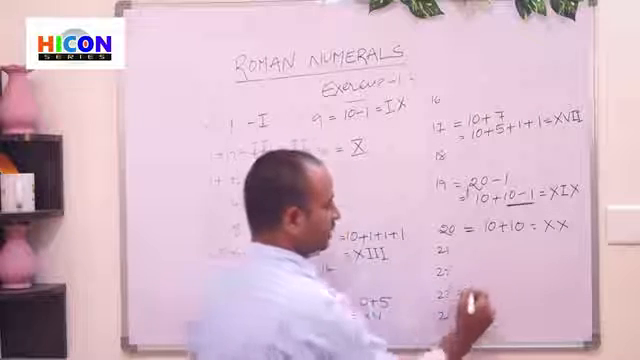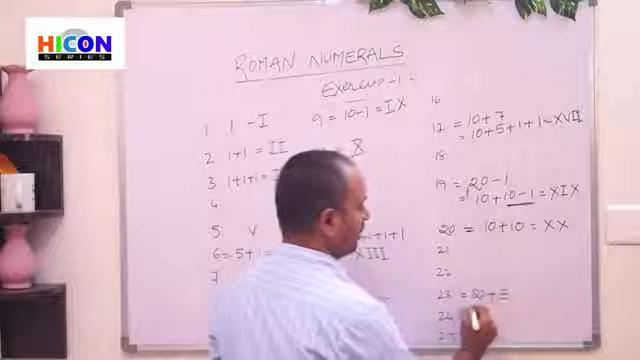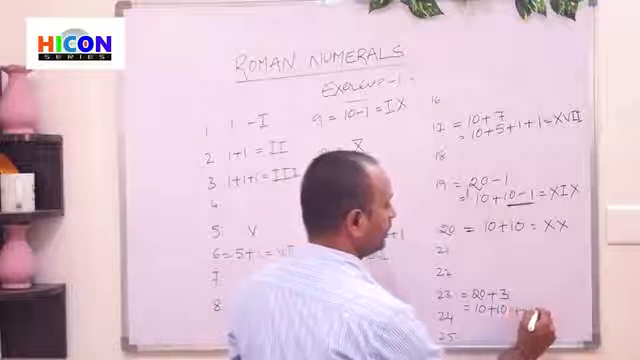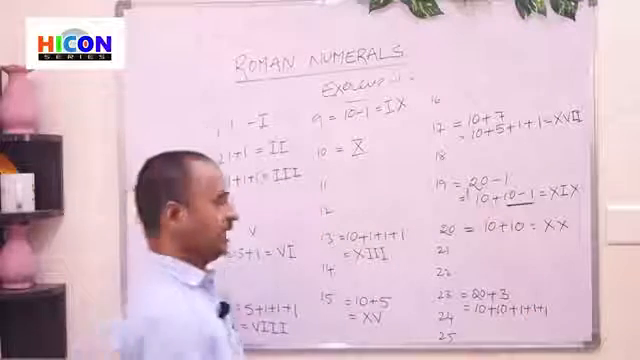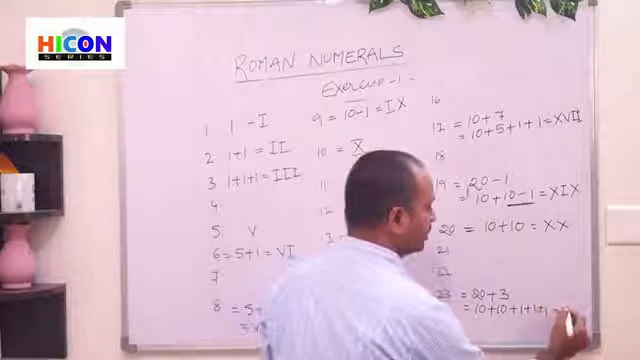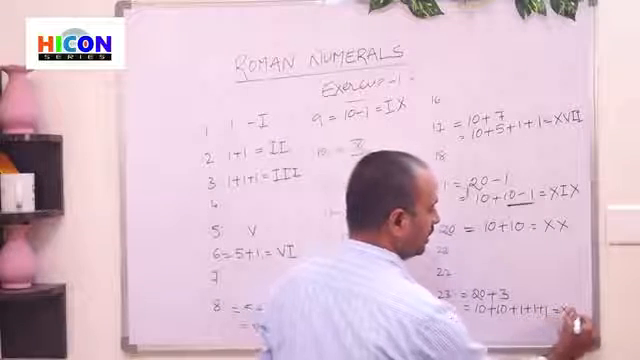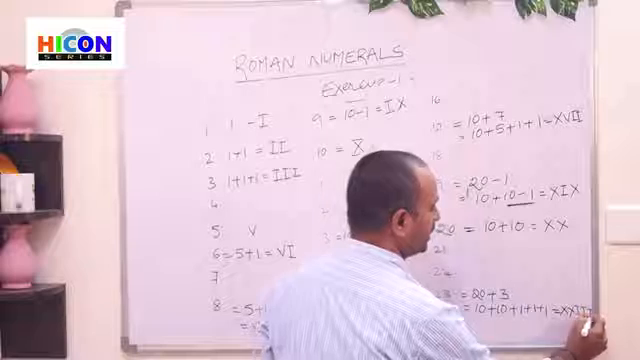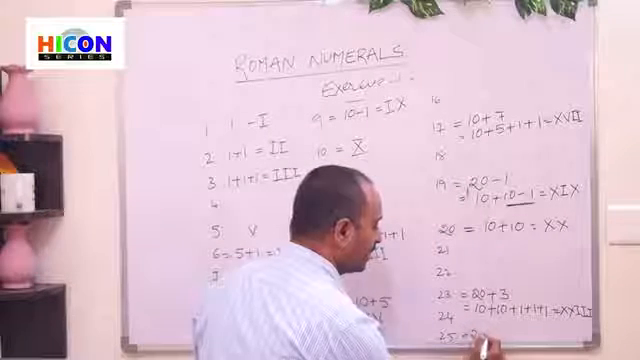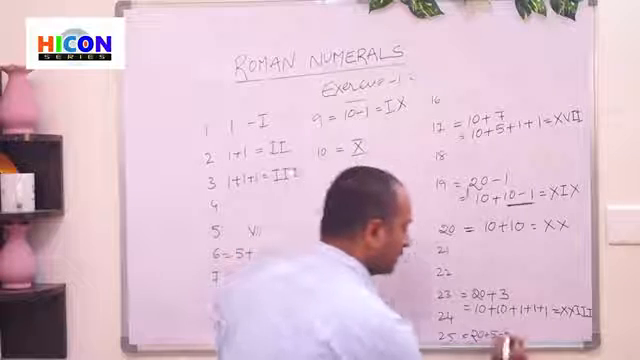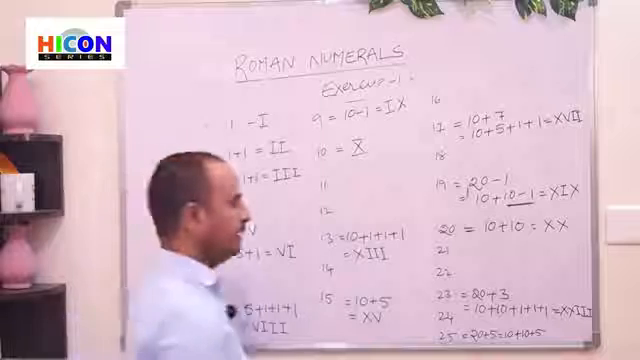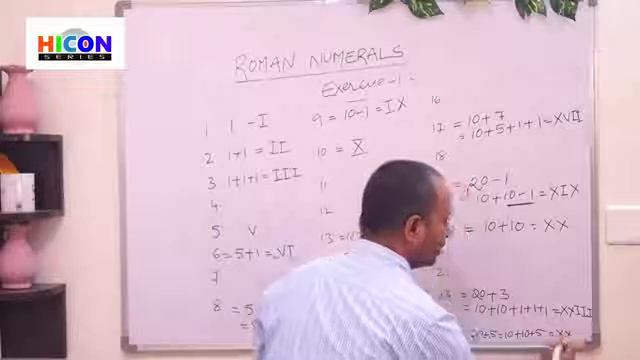23. So 23 can be split into 20 plus 3. And this 20 can also be split into 10 plus 10. And 3 can be split into 1 plus 1 plus 1. So 10 is repeated 2 times, 1 is repeated 3 times. So repeat X 2 times and I should be repeated 3 times. In the same way, 25. So 25 can be written as 20 plus 5. So 20 means 10 plus 10 plus 5. So 10 is repeated 2 times, so repeat X 2 times, X, and 5 means V.